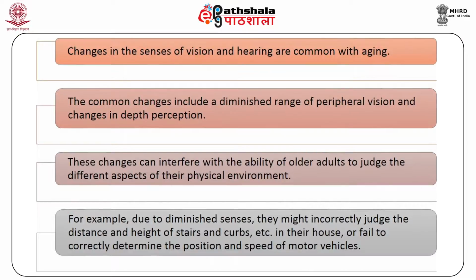Changes in the senses of vision and hearing are common with aging. The common changes include a diminished range of peripheral vision and changes in depth perception. These changes can interfere with the ability of older persons to judge the different aspects of their physical environment. For example, due to diminished senses, they might incorrectly judge the distance and height of stairs and curbs, etc. in their house, or fail to correctly determine the position and speed of motor vehicles.